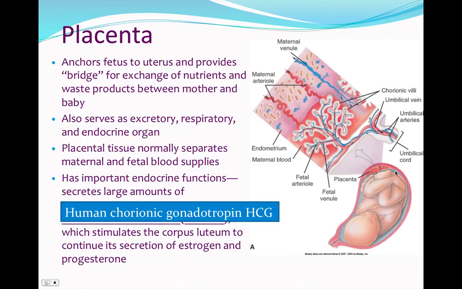Here, we see blown up a little portion of how the baby is connected to the mother's uterine wall. Notice that there are capillaries here called chorionic villi, which are from the baby, and the mother's maternal arterioles and venules are here. So they are going to provide the exchange location for nutrients and waste between the mother and baby without the actual blood cells being exchanged.